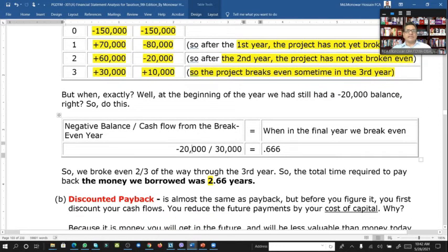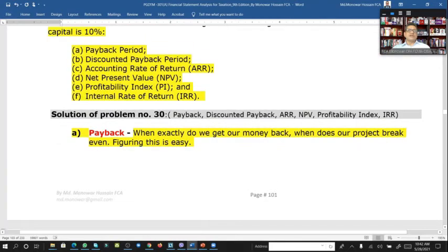This 20,000, we divide by the cash inflow of the next year, that means the third year. So the third year is 30,000. Here 0.66 comes. So with this 0.66 we add 2 plus 0.66, or 0.67 we can say. That is the break even of the project. So the payback period is 2.67 years. This is the payback period calculation.